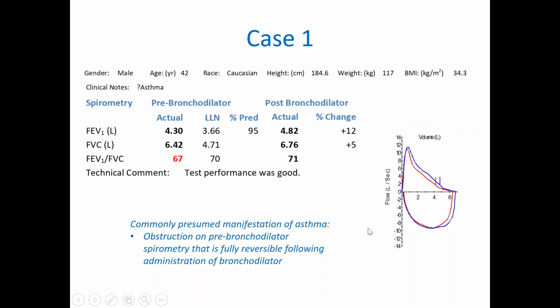As you can see here, we've got the flow volume loop. The red line represents the baseline spirometry. The blue line represents the post-bronchodilator spirometry. The FEV1 is identified by these little tick marks here. So you can see there has been a significant shift in the flow volume curve.